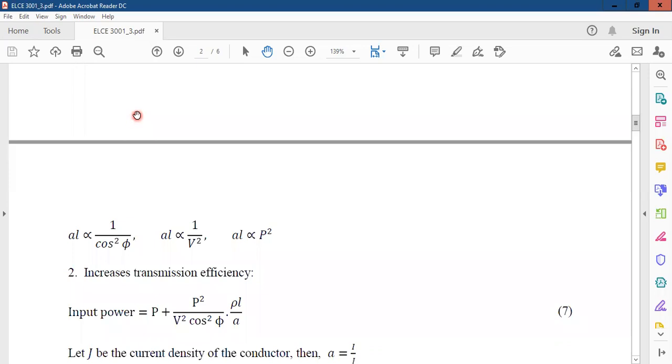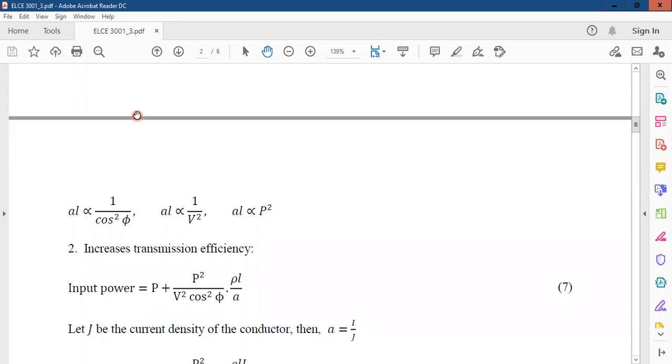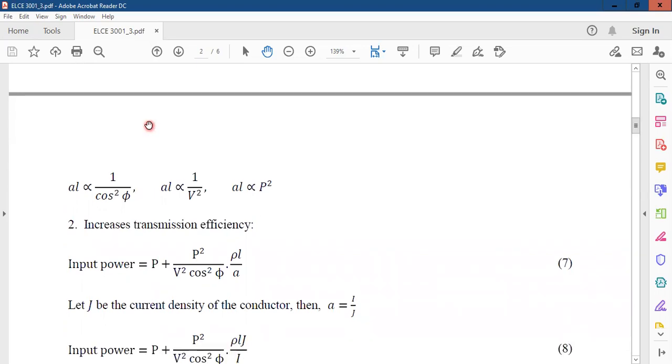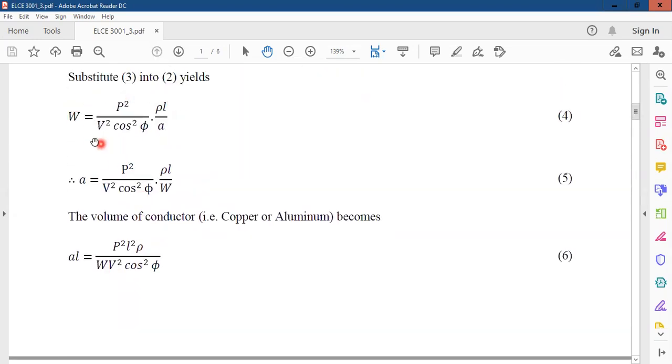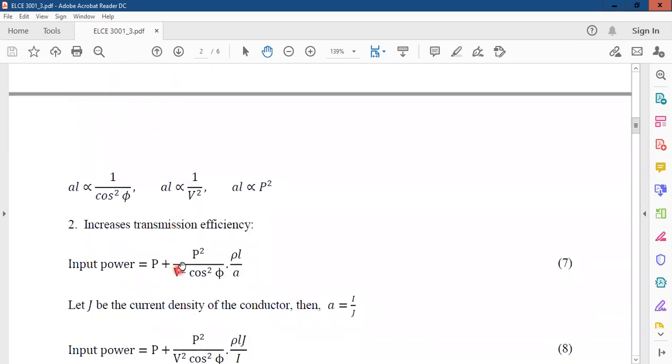The second advantage, we said, is that it increases the transmission efficiency. We know the efficiency of any power system equals output power over input power. Now, the input power is the transmitted power plus the losses, W. We already have W here. So the input power will equal the transmitted power plus losses.